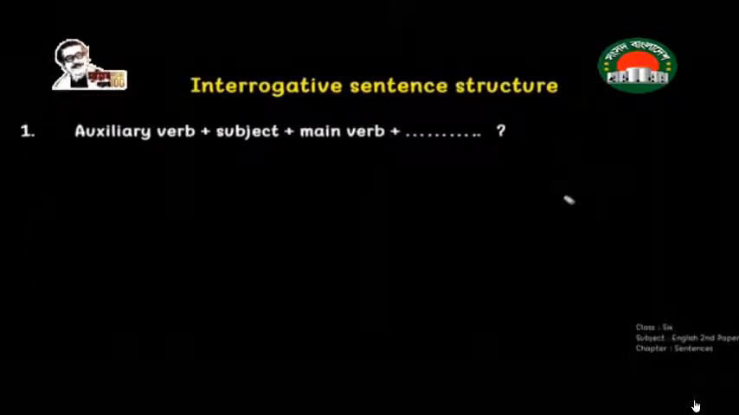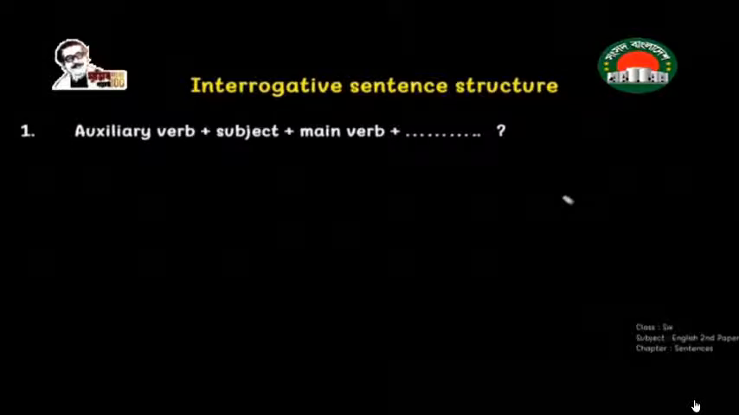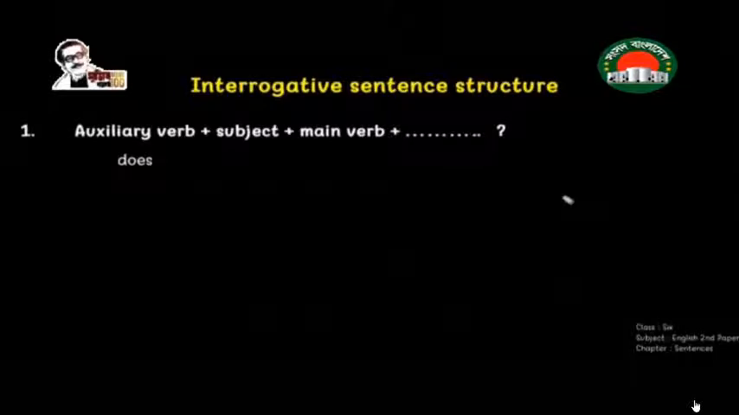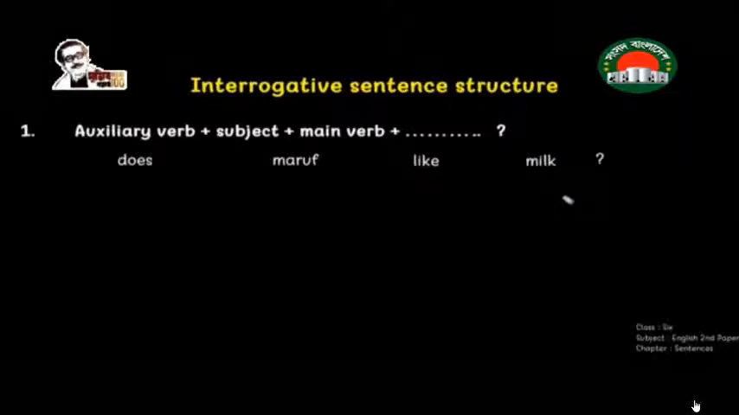Number 1: auxiliary verb, then subject, then main verb, then the rest, and at the end, interrogation mark. So let's take an auxiliary verb first, say, does. Then the subject, Maruf. Then we need a main verb. Let's take like for this sentence. Then the rest of the sentence, and note of interrogation. So the final sentence would be, does Maruf like milk?